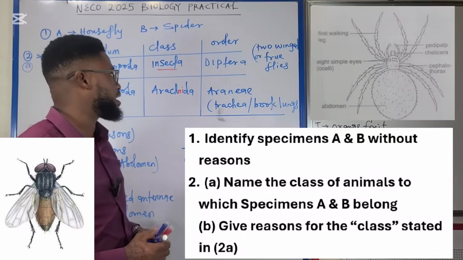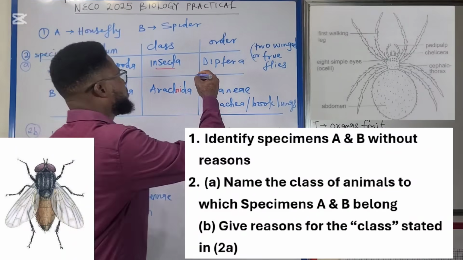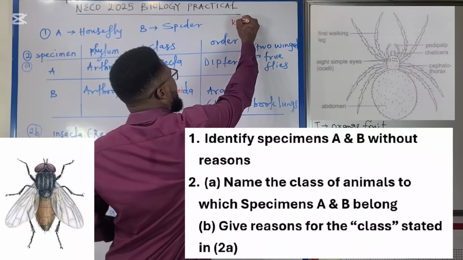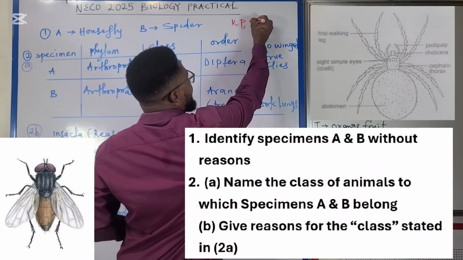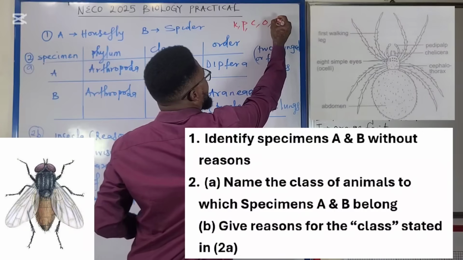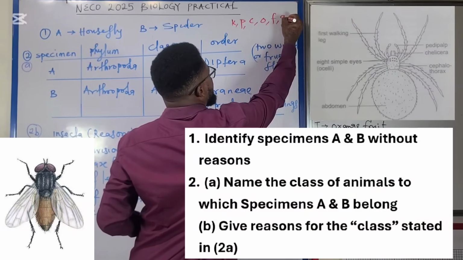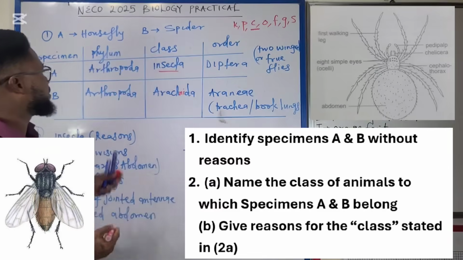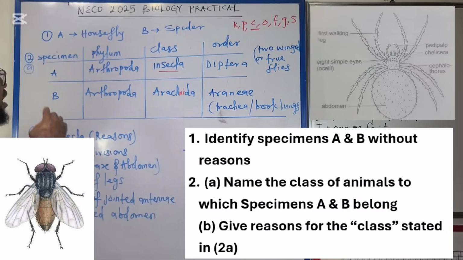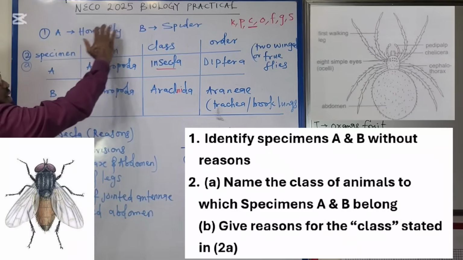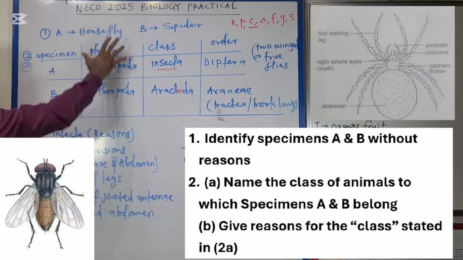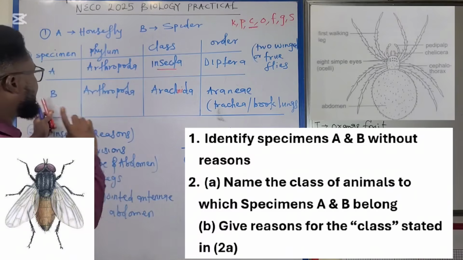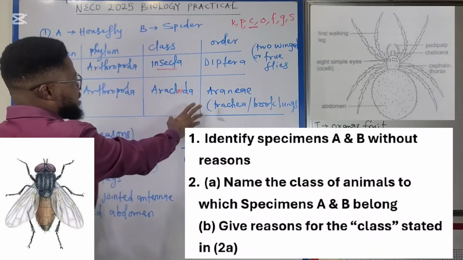Of course, when you talk about classification in biology, you remember we usually start our classification with kingdom, phylum, class, order, family, genus, and species. So we're told to look for the class of specimen A and specimen B. Now, the phylum of specimen A and B is that they belong to the phylum Arthropoda. And the class of specimen A is Insecta, while the class of specimen B, the spider, is Arachnida.